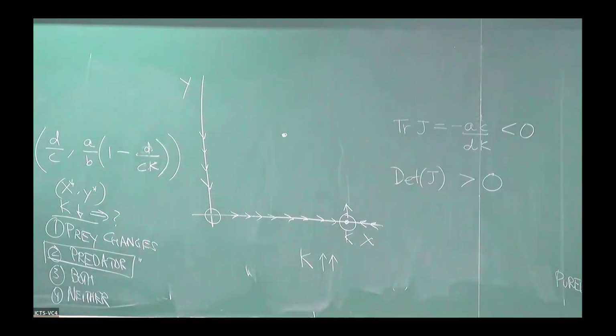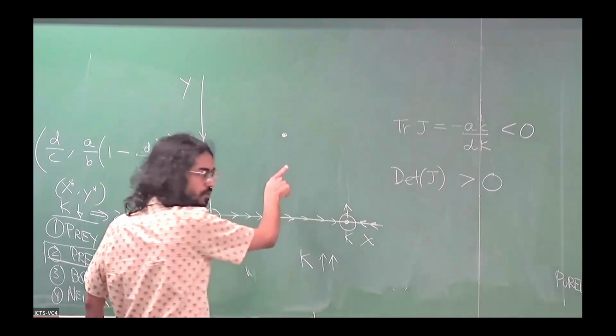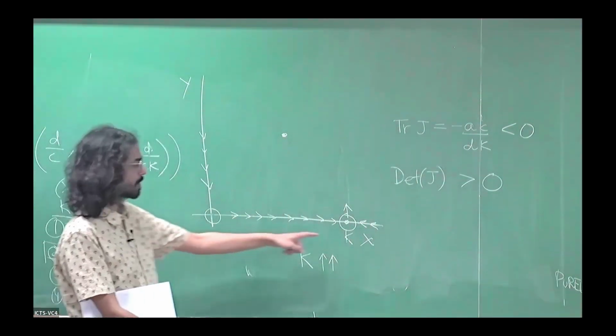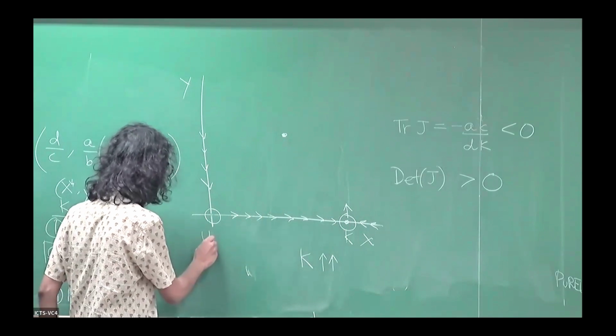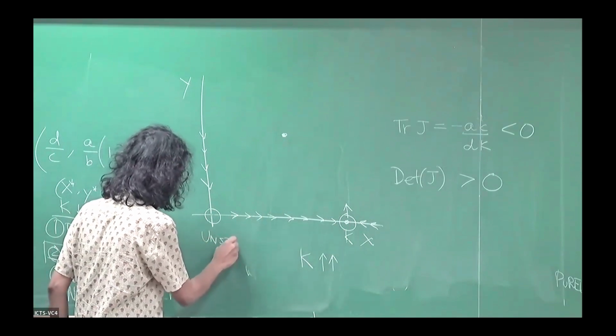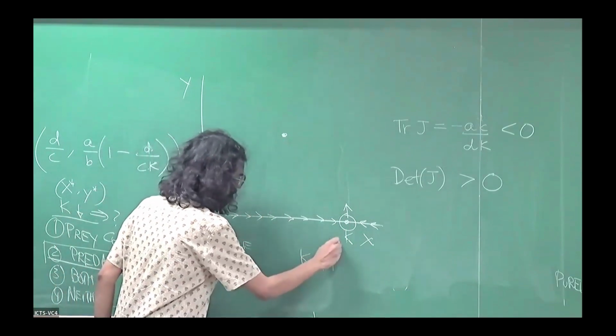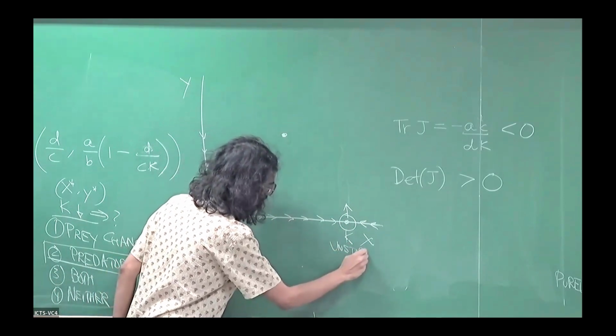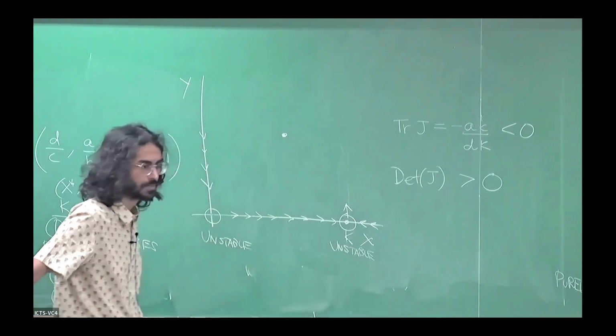That one is only for this fixed point. Correct. So when I'm talking about the Jacobian, I'm talking about the Jacobian of this fixed point. These two fixed points we determined are unstable, right? So we're really now interested in the stability of this one.